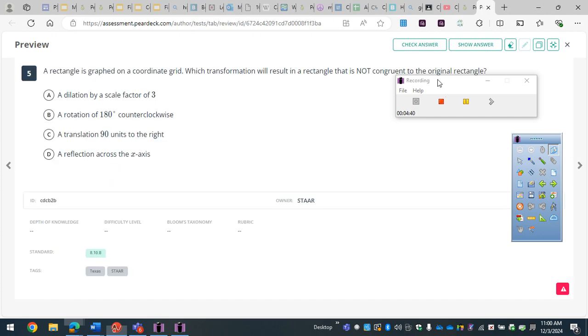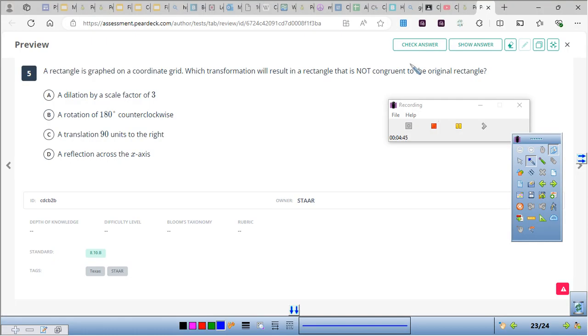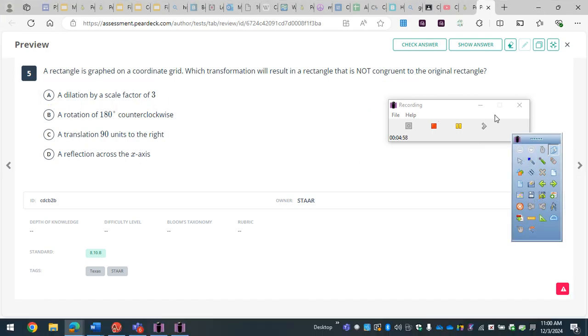Trying to go fast here, guys. Looking at it real quick, I see some keywords. I see not congruent. So the one that's not congruent is dilation. I should remember that real quick. So dilation, boom, there it is. That's how fast these are, guys. This is ridiculously easy. Again, not congruent, dilation. All the other three are congruent. Reflections are congruent, translations are congruent, and rotations are congruent.